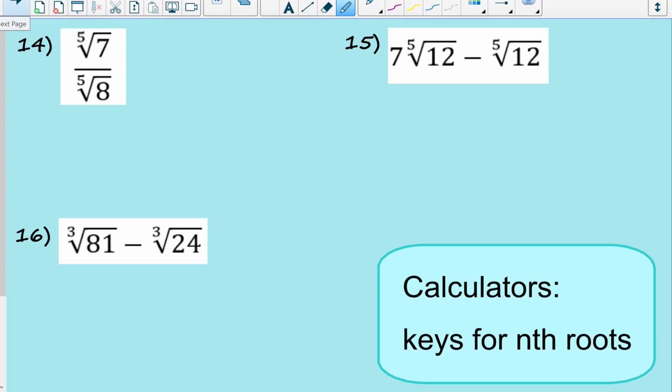Okay, here's the second video. Let's wrap up this marathon lesson. We're continuing to simplify radical expressions. And number 14 here, like the previous problem, is one where we're going to need to rationalize the denominator.